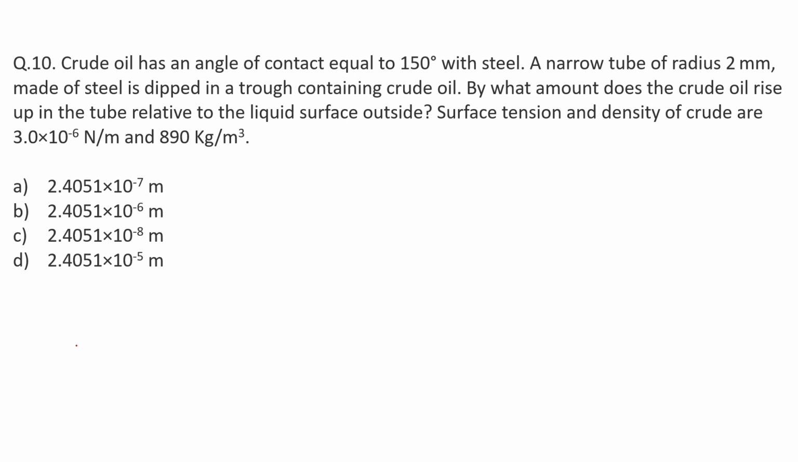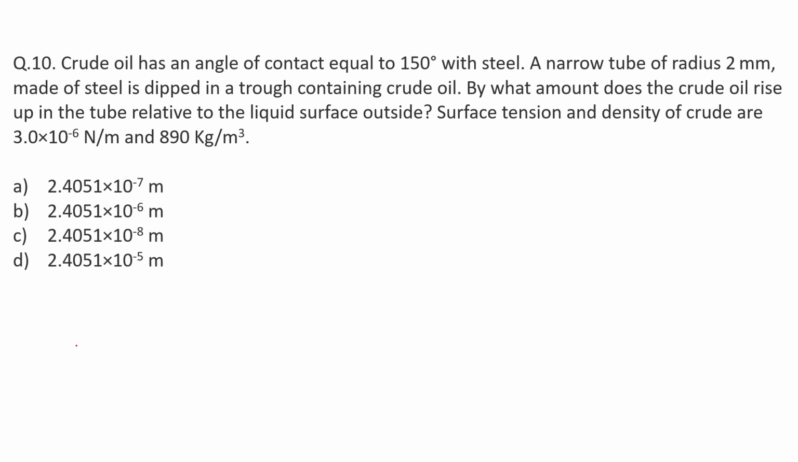So the last question is another numerical that says that crude oil has an angle of contact equal to 150 degree with steel. A narrow tube of radius 2 mm made of steel is dipped in a trough containing crude oil. By what amount does the crude oil rise up in the tube relative to the liquid surface outside? Surface tension and density of crude are 3 into 10 to the power minus 6 Newton per meter and 890 kg per meter cube. So options are A 2.405 into 10 to the power minus 7 meter.